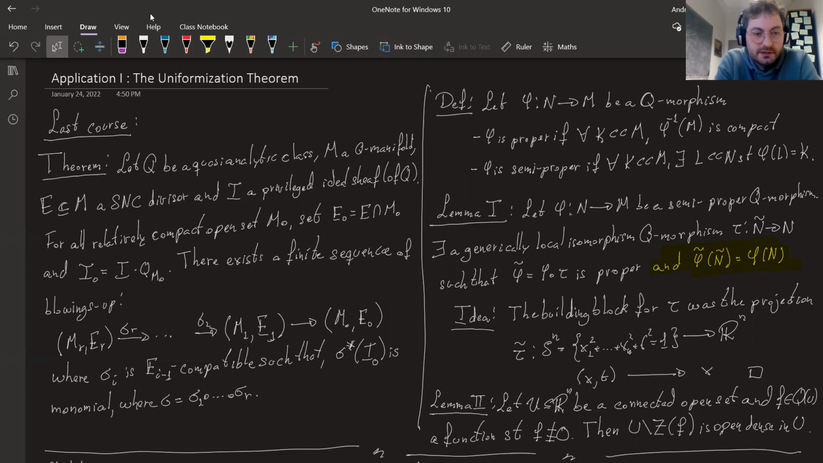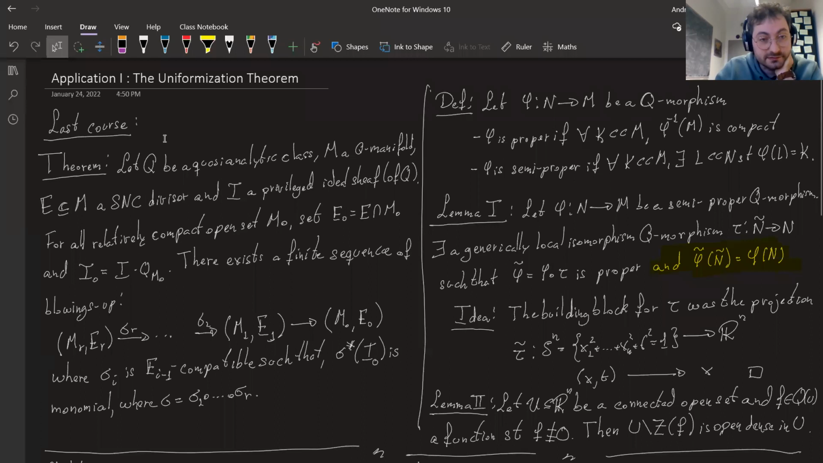So today I'm going to speak a little bit about an application of resolution of singularities, which is the uniformization theorem for Q sets and for sub-quasianalytic sets. So I just want to recall what we did last course, which is the theorem that we're going to use today.